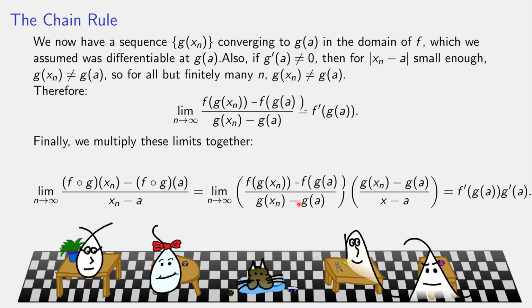But note that inside the limit, this numerator can cancel that one, and I reclaim exactly this difference quotient. Since this limit exists, it's f'(g(a)), and on the previous slide, this limit exists, it's g'(a). Since both of those exist, I can expand that limit out and compute them individually and get right here. This was, however, all on the assumption that g'(a) is not 0.